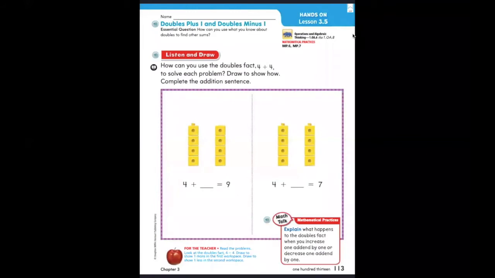Let's turn to page 113 in our math books. At the top, it says, listen and draw. The directions say, how can you use the doubles fact 4 plus 4 to solve each problem? Draw to show how. Complete the addition sentence. Let's take a look at the two yellow towers. What doubles fact do the two yellow towers show? They show 4 plus 4.